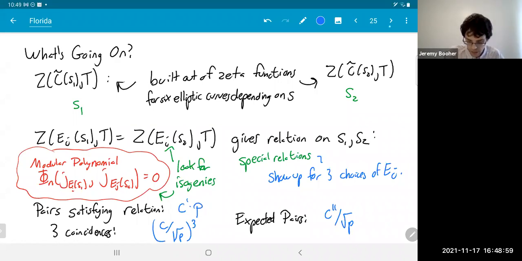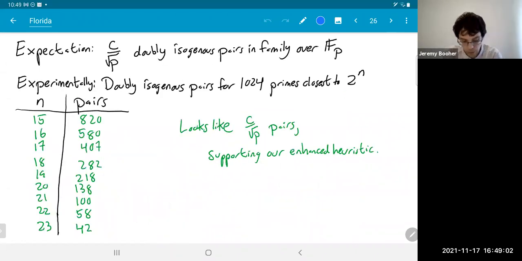That's really good. We go back and look at what we were seeing experimentally. If we increase n by 2, we're going to roughly quadruple the size of the primes we're looking at that are close to 2 to the n, and that should halve the number of doubly isogenous pairs. And that's exactly what we're seeing. So we're really happy. We've understood enough about the geometry of the situation to make a correct prediction that matches up with what we're seeing.